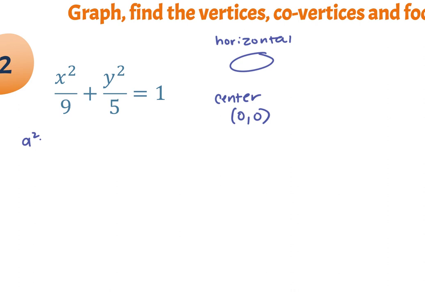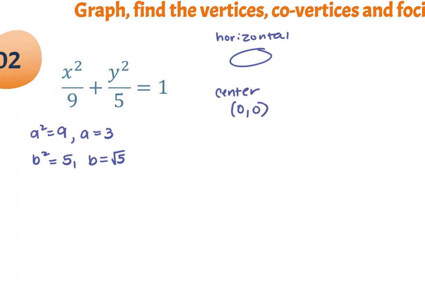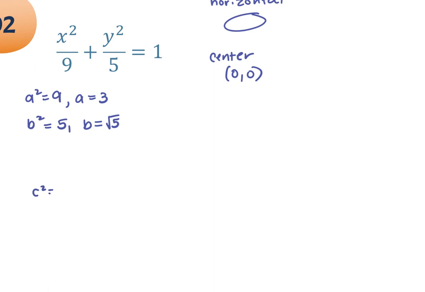A squared is the bigger denominator, so A squared is 9, which makes A 3. And B squared is 5 because it's the smaller denominator, which makes B square root 5. With me so far? So then I need to find C. Relationship is C squared equals A squared minus B squared. So C squared equals 9 minus 5, which is 4. If C squared equals 4, then C is 2. Good.